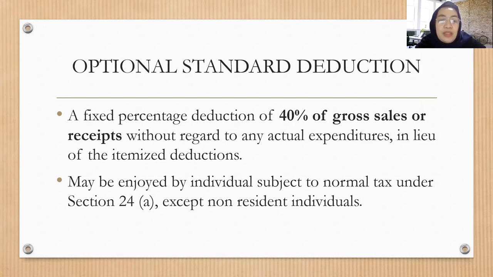So this is particularly helpful, class, for those entities that cannot keep track of their actual expenditures, or their itemized deductions are not supported by receipts or substantiation. Okay. So this is optional. So again, you can opt to itemize, or in lieu of the itemized, you can have this optional standard deduction. And as discussed in the TRAIN law, you can altogether disregard the itemized and this 40% OSD by applying your 8% fixed tax on gross sales, okay, or receipts. So that's another option for you.